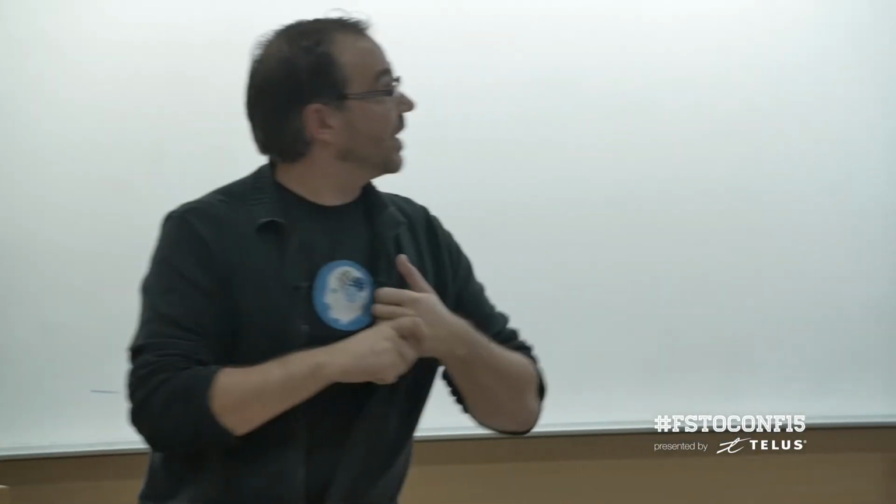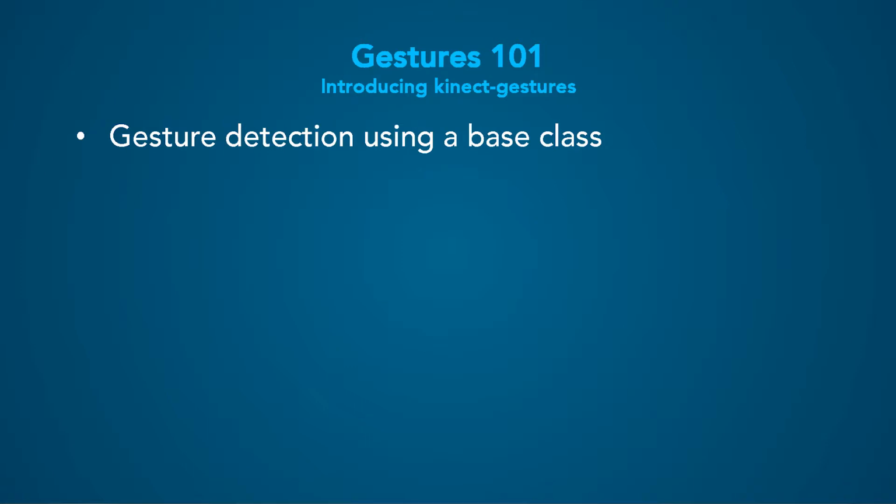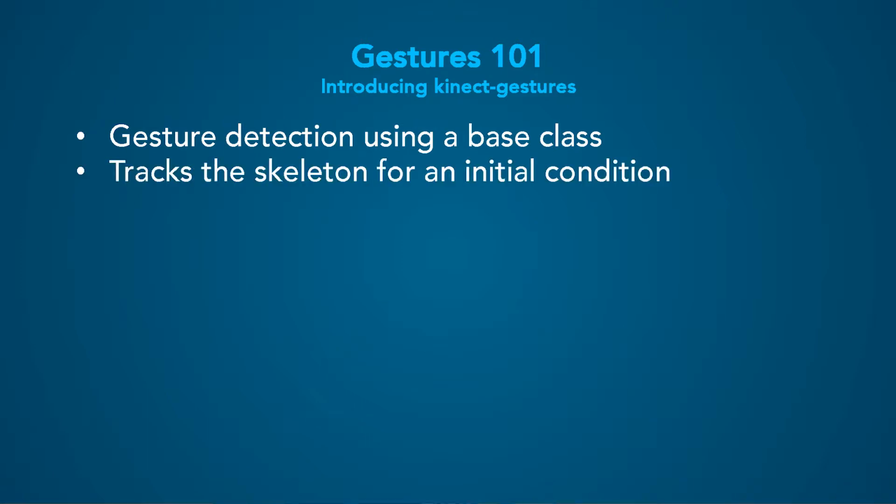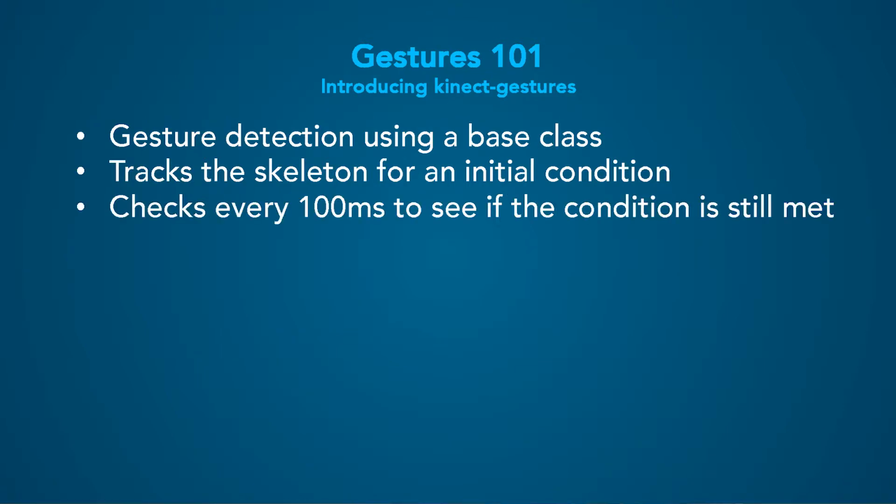All right, and there it is: Kinect gesture, available on NPM. It's a gesture detection library. It's a base class that you can expand on, and you can add some gestures to it. It tracks your skeleton for an initial condition. Once it detects this initial condition, it checks every 100 milliseconds to see if the condition is still met. The example that I will show you is the right hand swiping left.